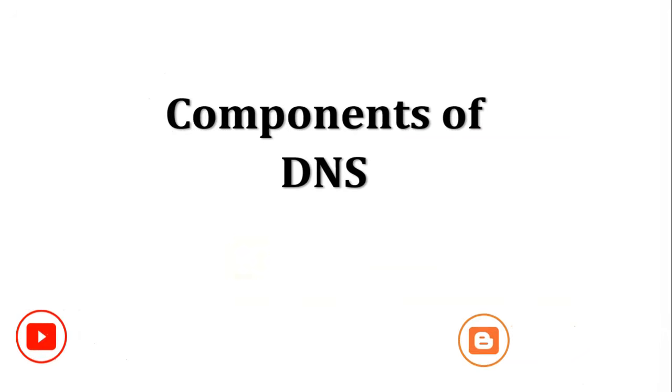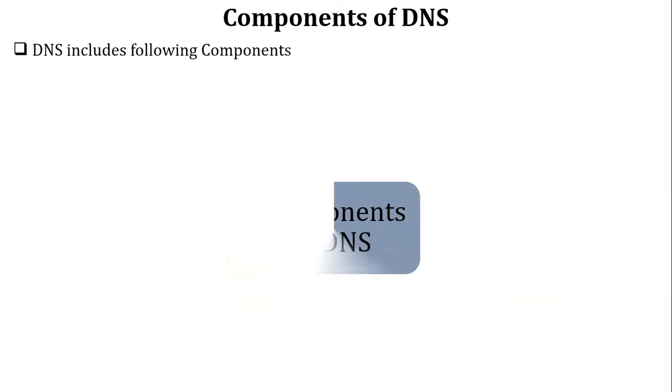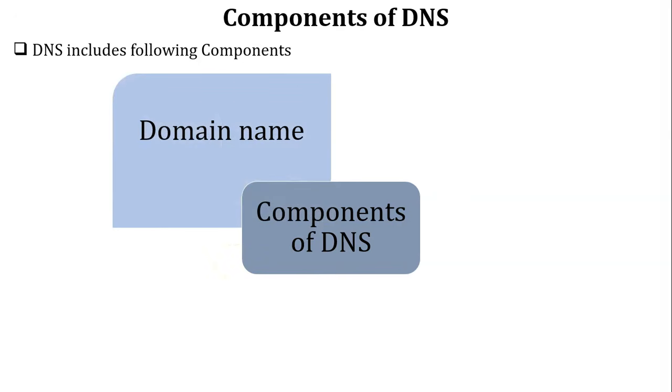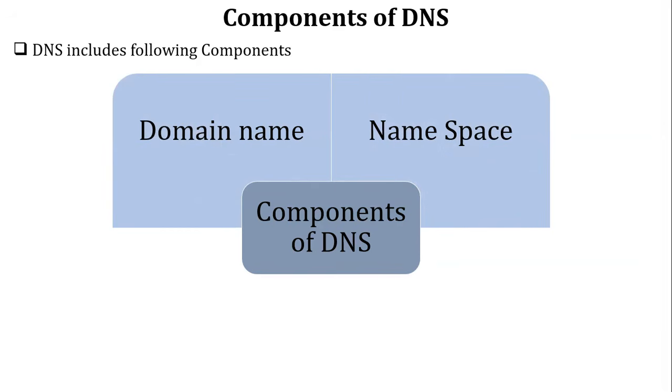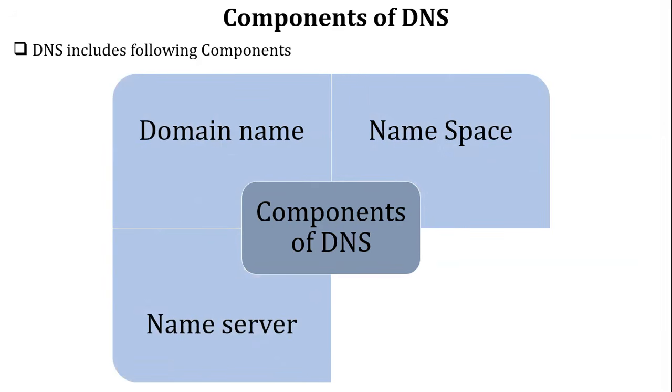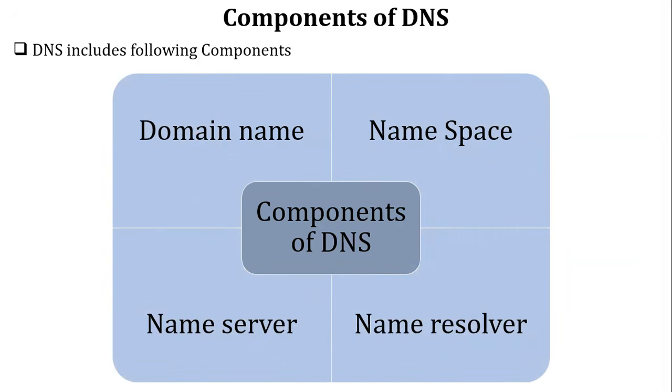Next, components of DNS. DNS includes the following components. The first component is domain name. The second one is namespace. The third one is name server. And the fourth one is name resolver. Now let's discuss all the components in detail one by one.